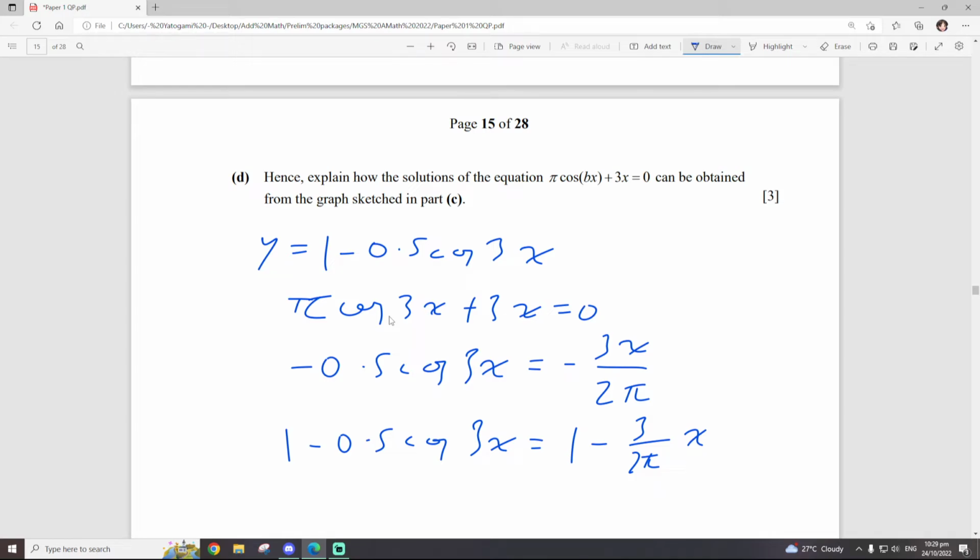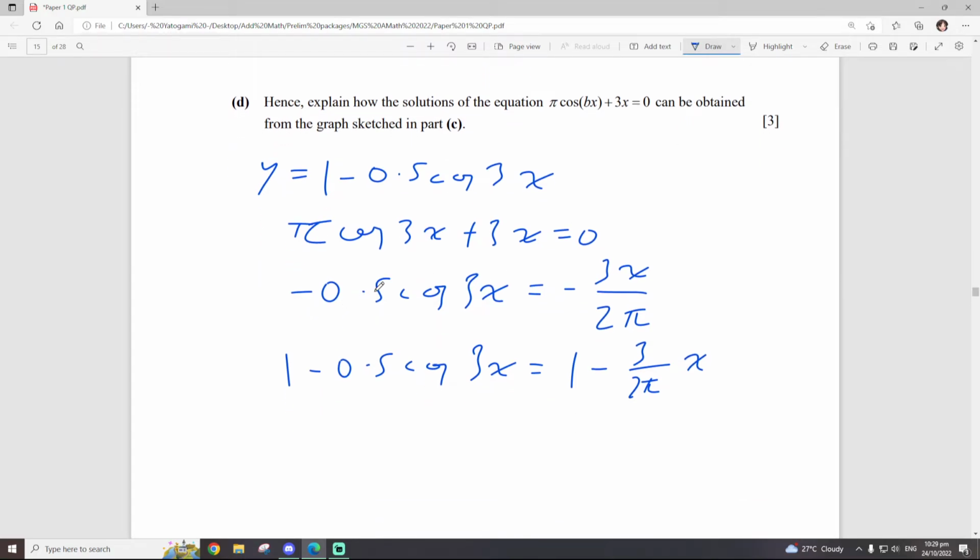Is it? Yeah, seems to be. Oh wait. Negative 0.5 here. We need this to be positive, I think. Because if I bring the negative over, then I divide by pi, then I need to multiply by negative again. So yes, it will be positive. So this will actually be 1 plus.